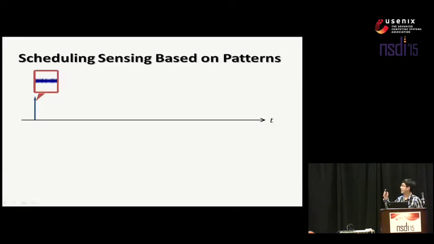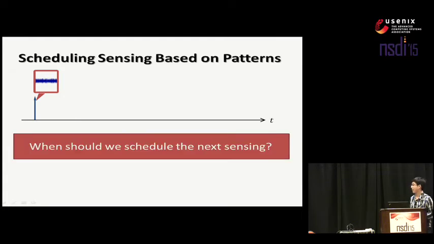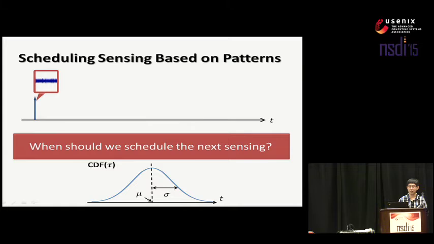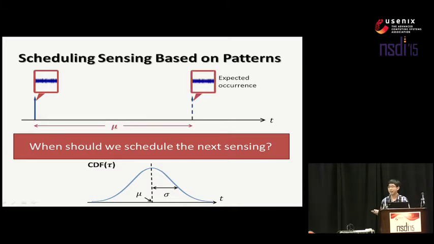Specifically, let's say that this is the last time I've seen this pattern. So the question I want to ask is, when should we schedule the next sensing? Since we want to maximize the probability of detecting a signal, we want to know when the signal is going to appear the next time. And since we have learned this distribution, we can use it. After time mu, which is the period of the signal, it is expected to appear. And let's schedule the sensing operation at this time instant. So is this that easy?